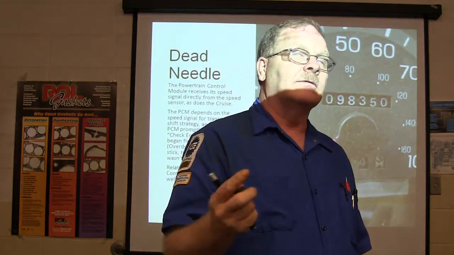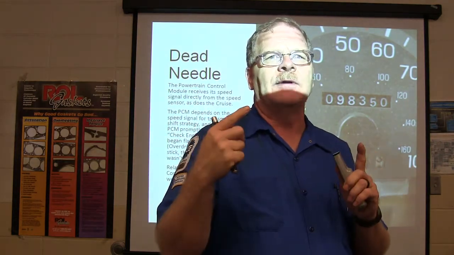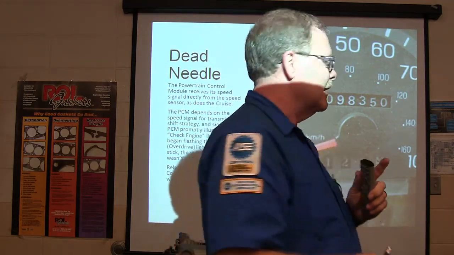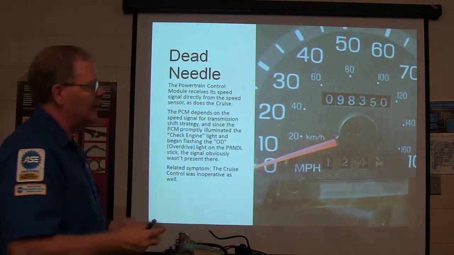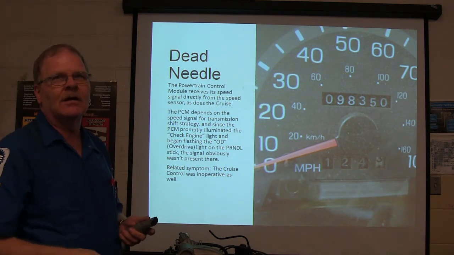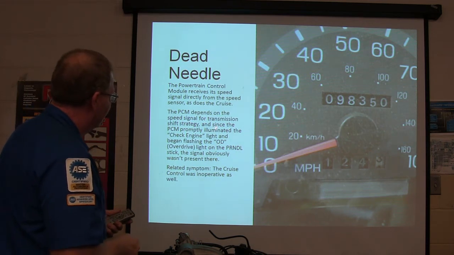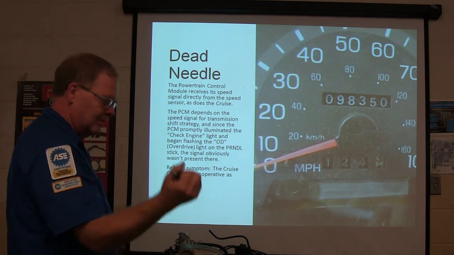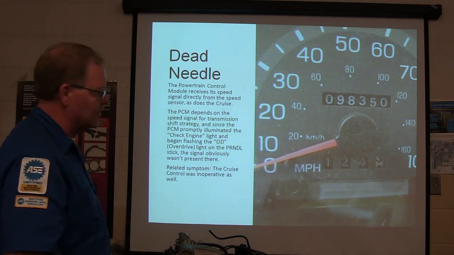Now the Escort was an electrically driven speedometer, but it didn't have a cable going to it. It was just running off that speed signal. This one here is a little bit different because it's got a microprocessor built into the instrument cluster. I got some instrument clusters laying up there that are like this one. It depends on the speed signal for the transmission shift strategy, and since the PCM illuminated the check engine light and started flashing the overdrive light, the signal wasn't present there. So the cruise control was also inoperative.